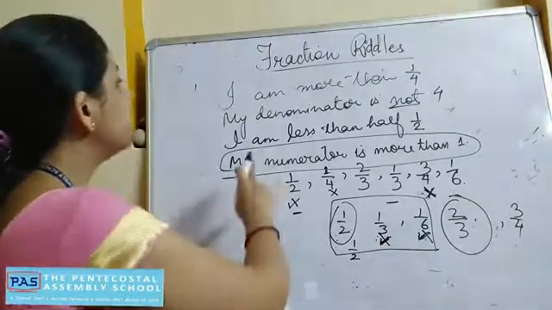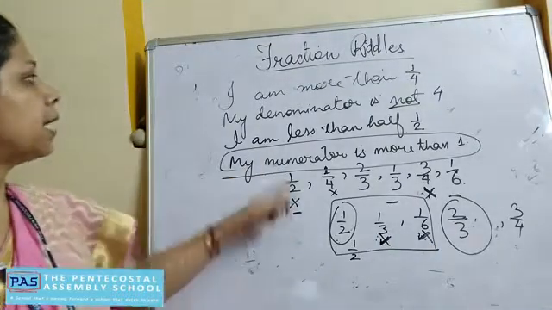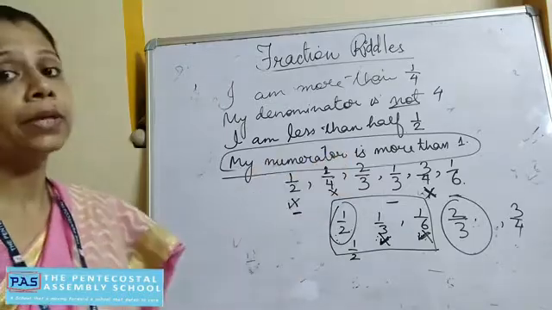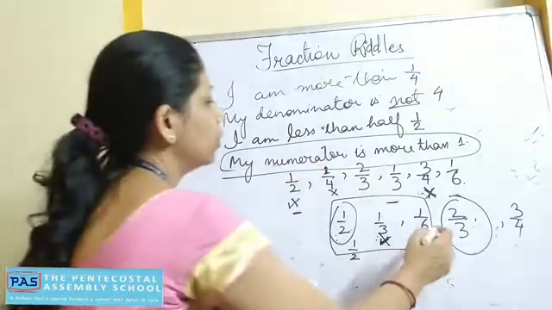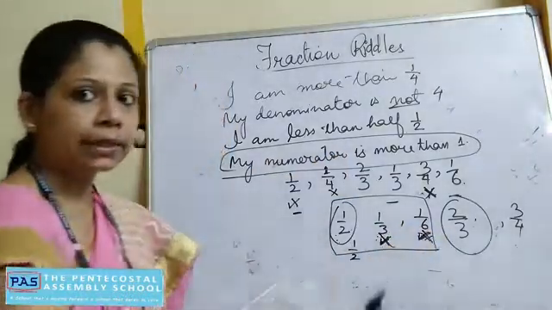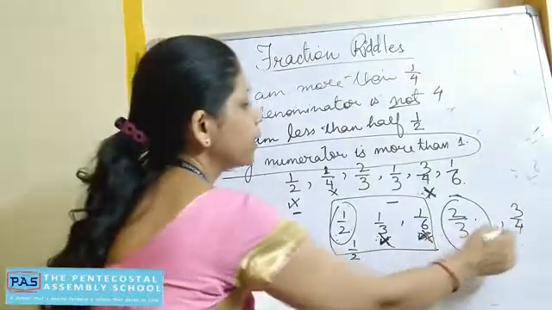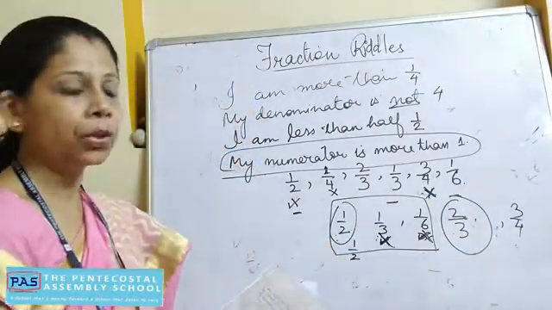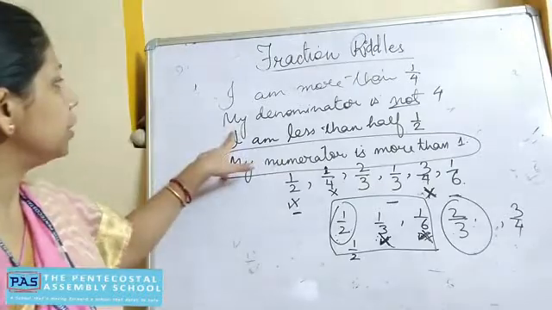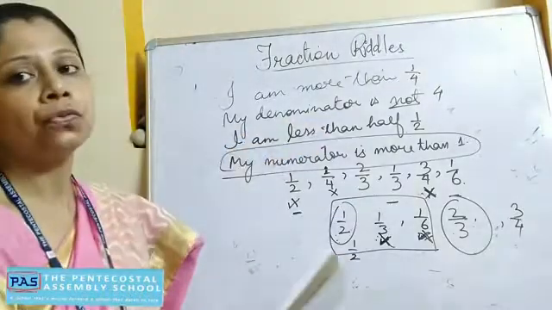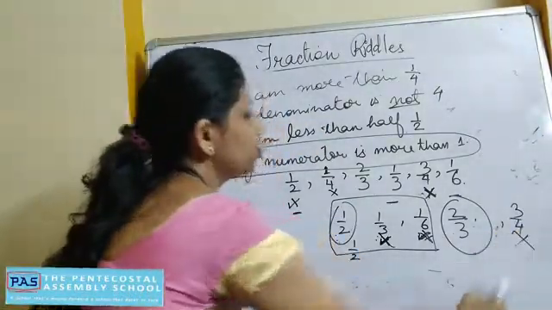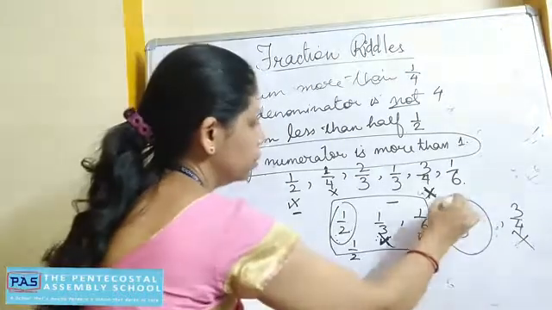Okay. But in the next condition, it says my numerator is more than 1. So this 1 got cancelled. So you are left with 2 by 3 and 3 by 4. Okay. But when we move to this condition, it says my denominator is not 4. So cross this also. So you're left with 2 by 3.